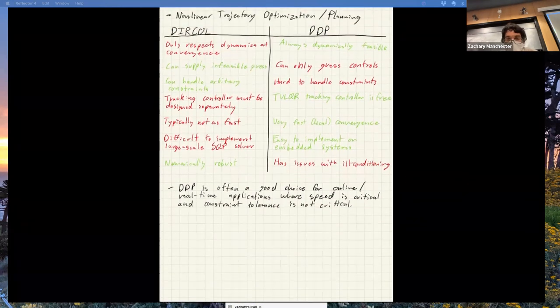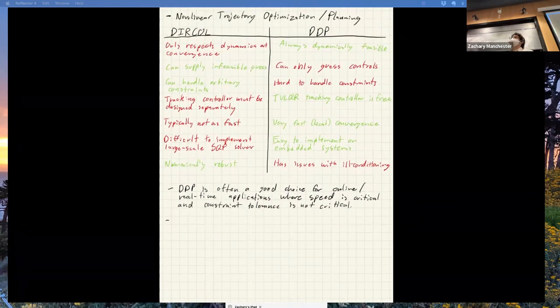And then Birkhoff, these large direct methods, are often a good choice for offline trajectory design kind of problems, especially if you have long horizons, super nonlinear constraints, things like that, that are hard to do with DDP methods.